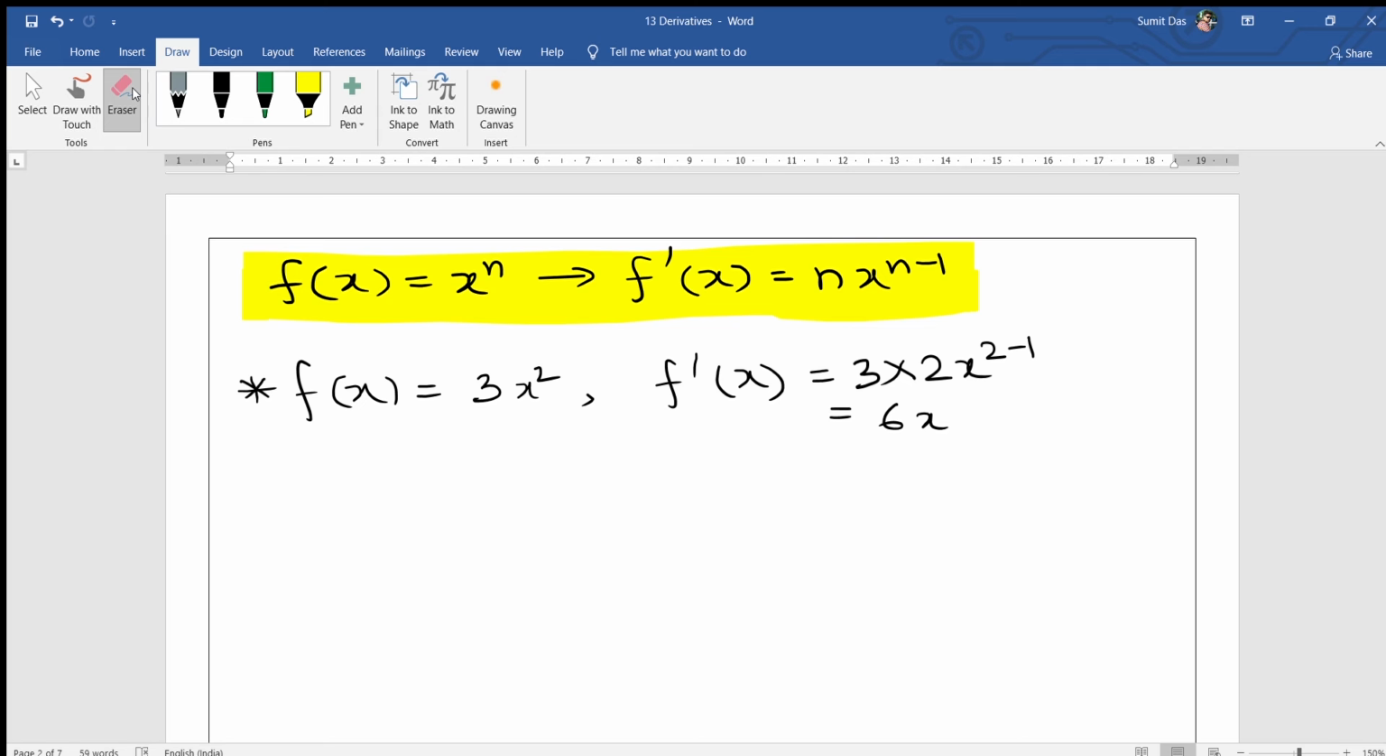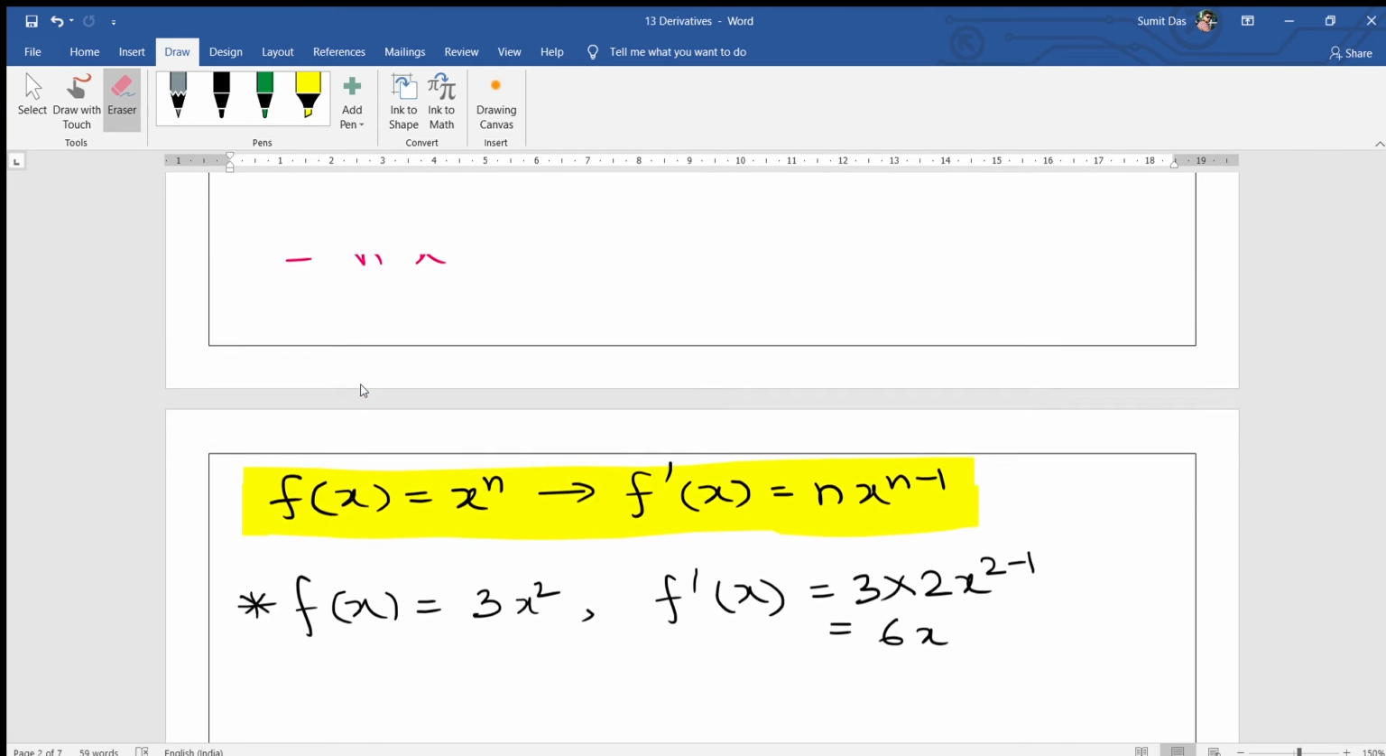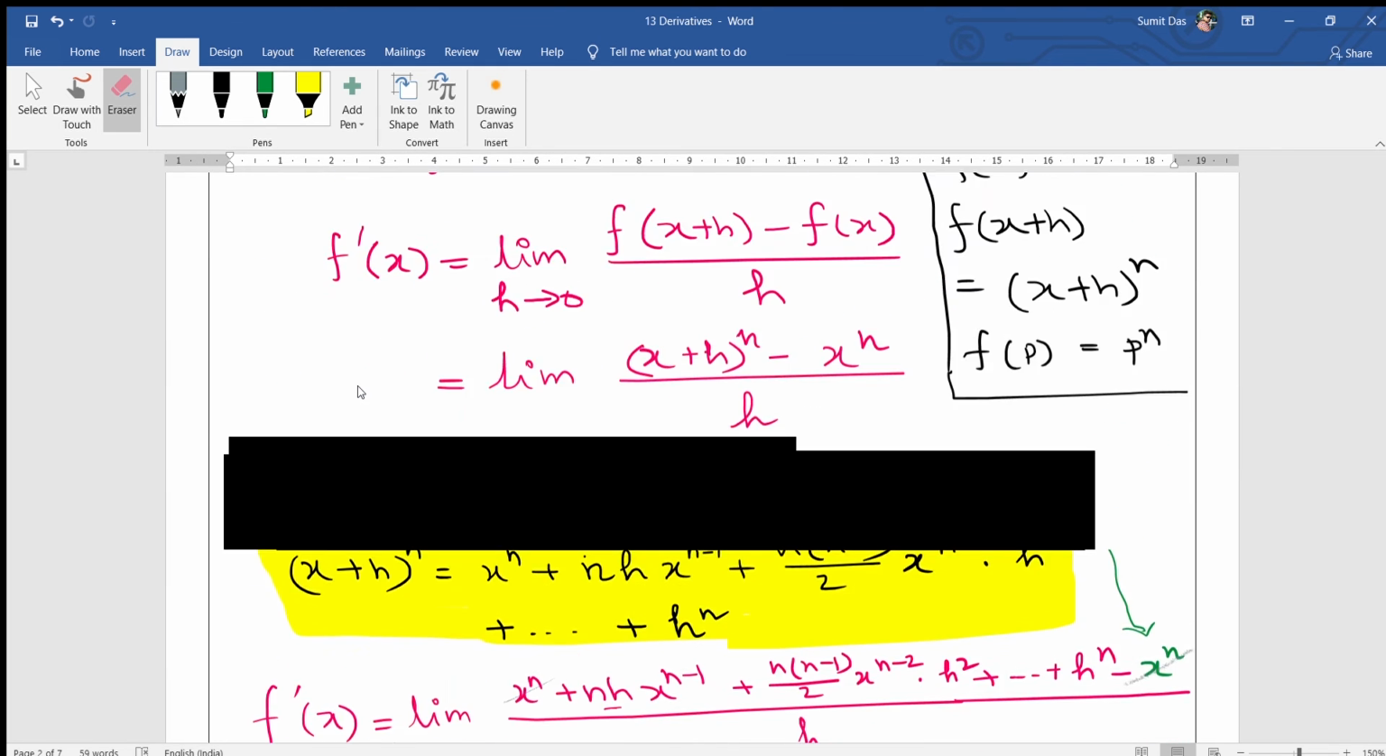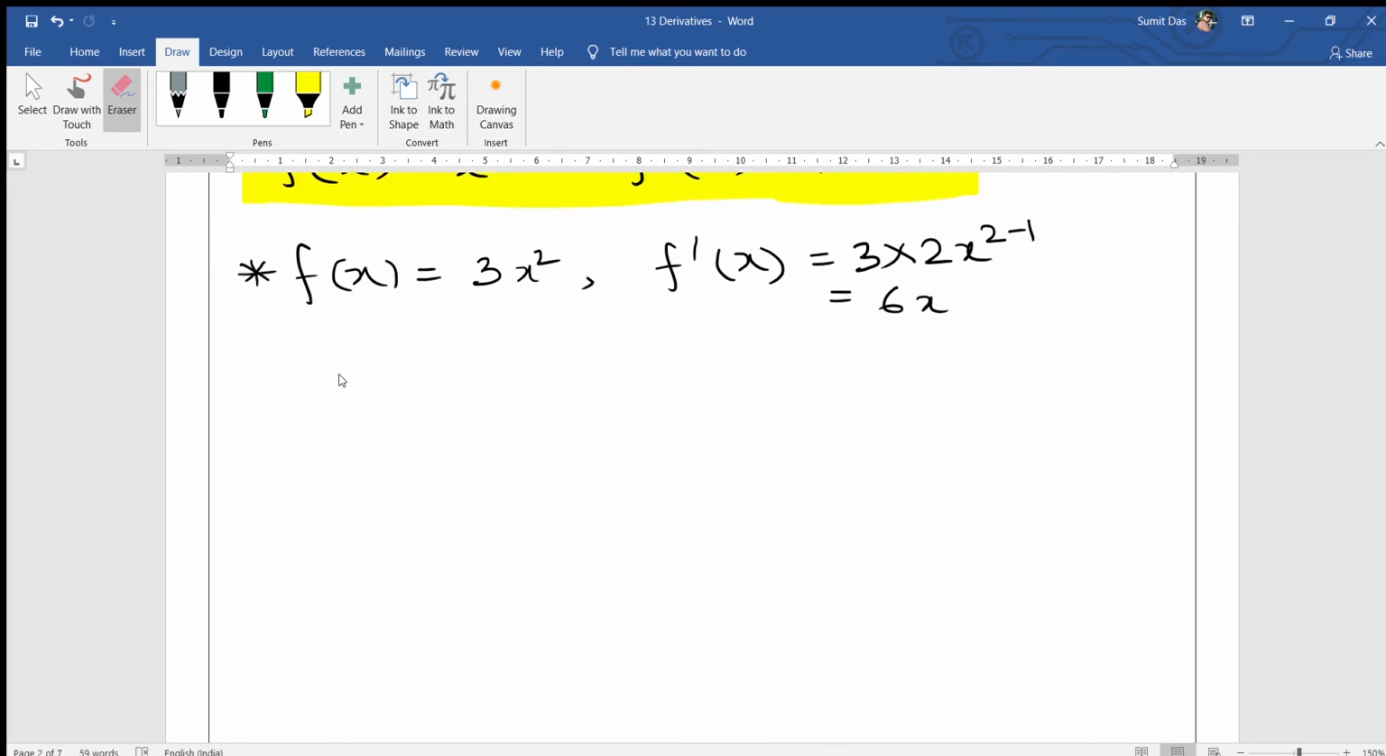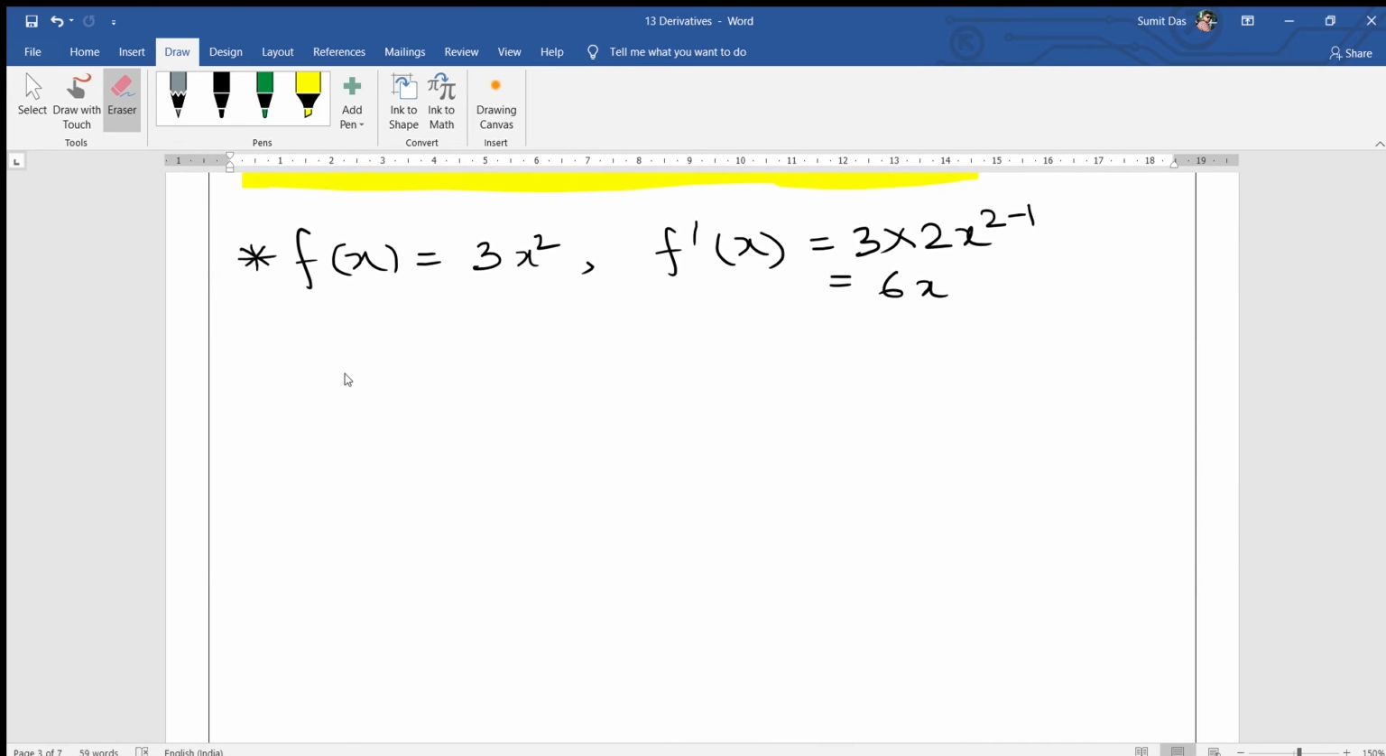Let's do this logarithm. It was example 2. Yeah, example 3. Let's do example 3, when f(x) equals log x. f(x) is equal to log x.